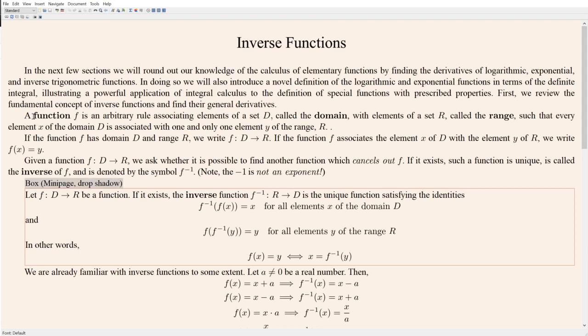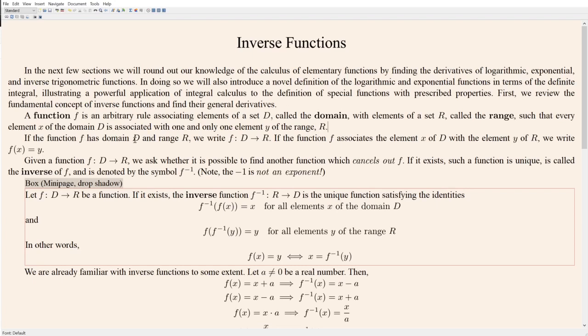So first off, let's recall the actual definition of a function. All it is is an arbitrary rule that associates elements of one set, called the domain, with elements of another set, called the range, such that every element x of the domain is associated with one and only one element y of the range. So a function is a rule where you take an x from D and then you send it to a y in R. And there is one and only one way to do this.